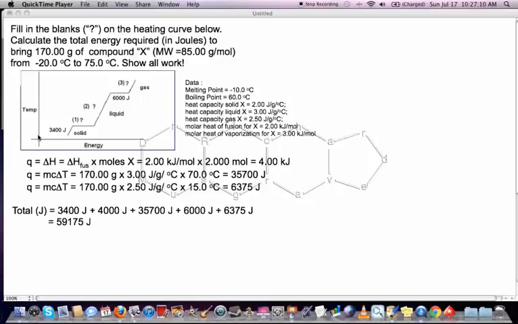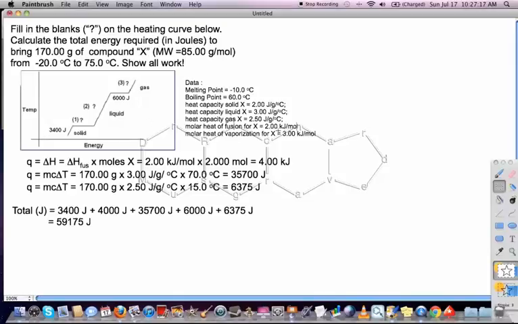We're going to start out at minus 20. I'm going to show you how we get the 3400 joules to begin with. Minus 20.0 is where we're going to start, and we're going to go up to this point here. So we're starting here, we're going to go to here. At this point we're turning it from a solid into a liquid, and that's going to occur at the melting point, which is given here as minus 10.0 degrees.